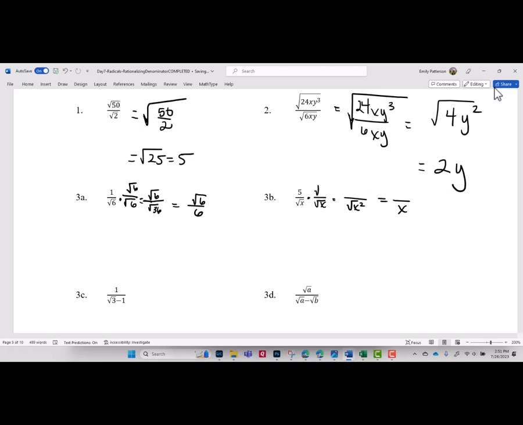So now I'm going to multiply the top times the square root of x, because whatever you do to the bottom, or to the denominator, you have to do to the top to keep it an equivalent fraction. So 5 times the square root of x is 5 square root of x. And then this will become 5 square root of x.